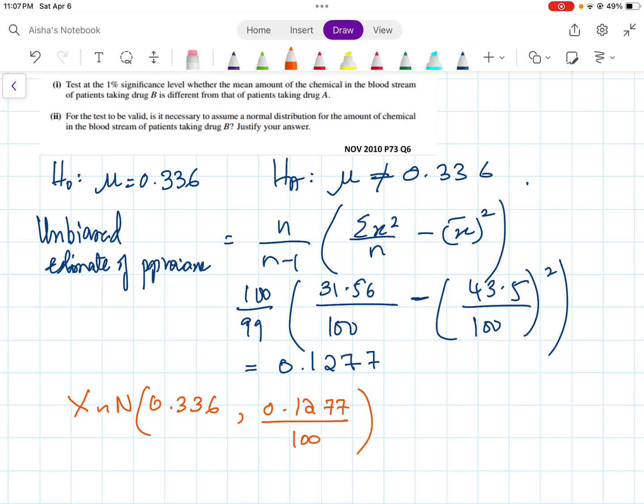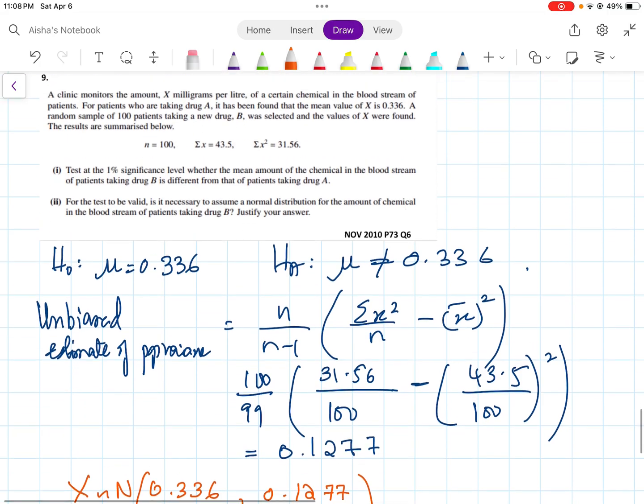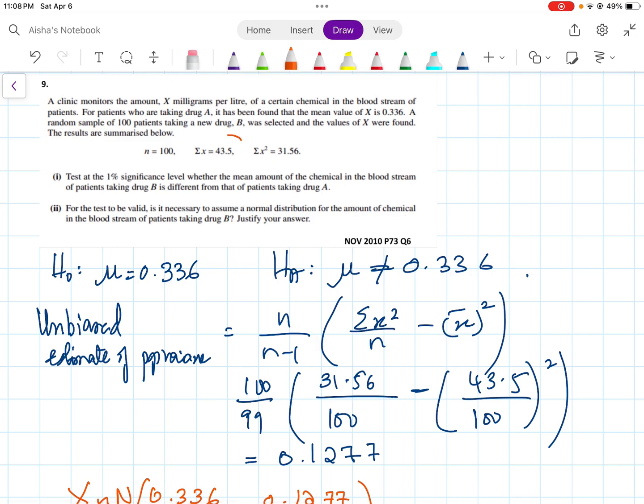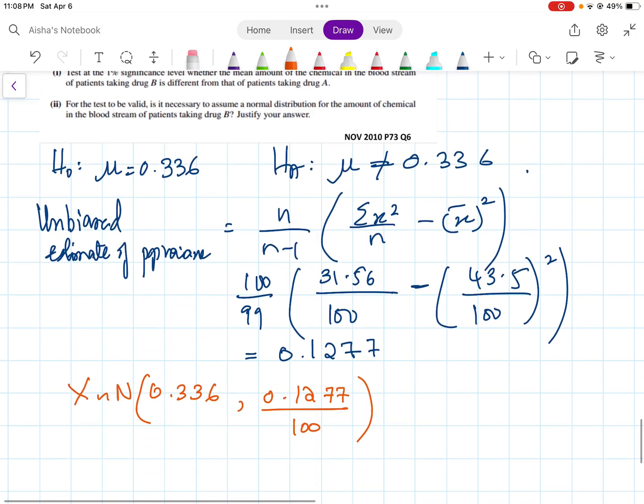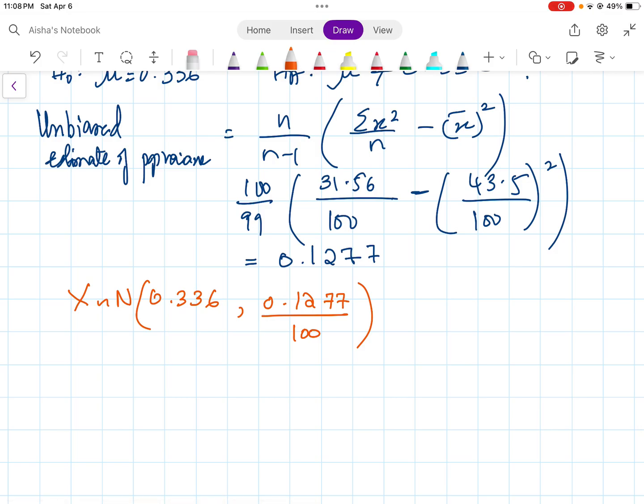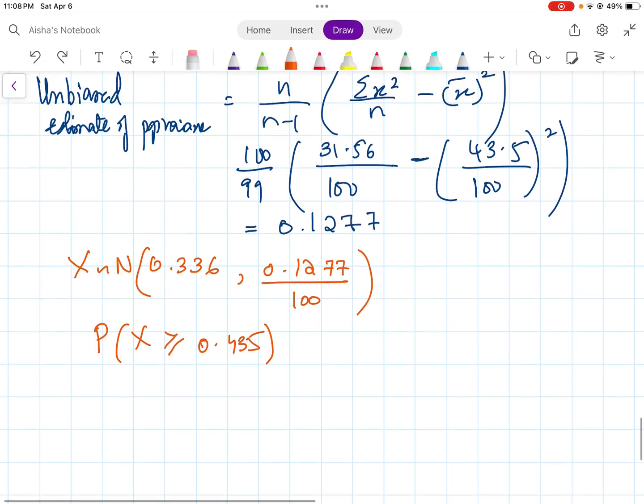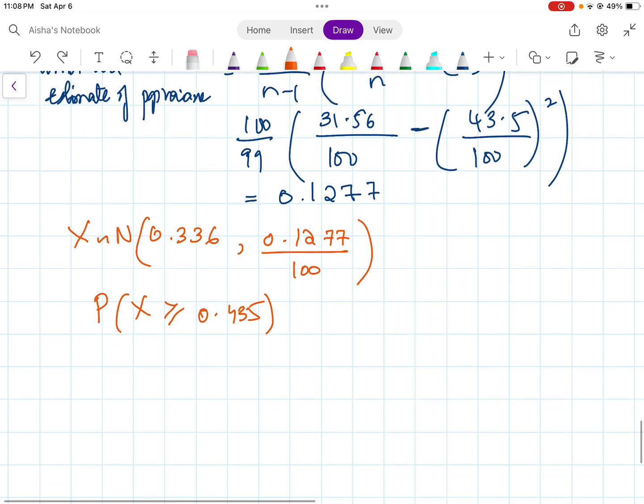So yes, it's very important that the population's unbiased estimate, when you're moving it on to the sample, you have to divide by sample size. And B's mean is 43.5 divided by 100, 0.435, and you're going to do an upper tail test because this 0.435 is more than this mean. So we will test for an upper tail test. And since it's a two-tailed test and it's 1% significance level, the 0.5% will be equally divided.